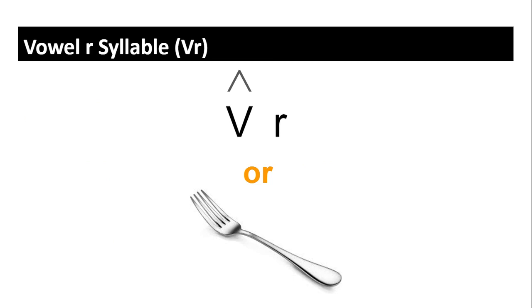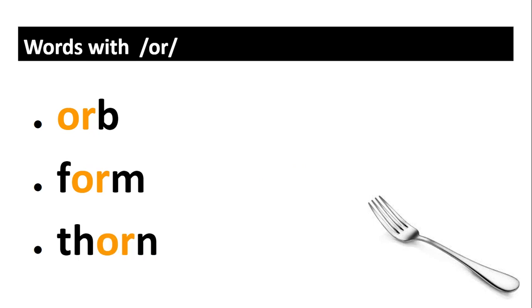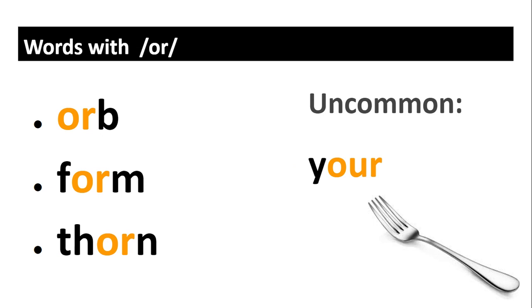OR is another vowel R pattern. The O doesn't say ah, it doesn't say O, it says or as in fork. Other words where we hear or would be orb, form, thorn, and we also hear this in the uncommon pattern seen in the word your.